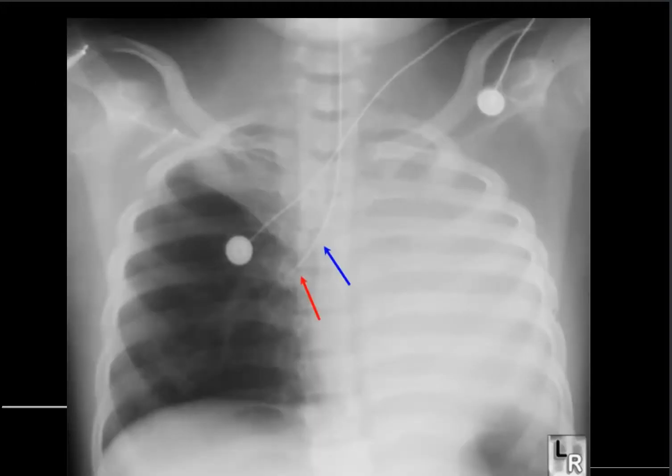Here's another more striking example of the wrong bronchus intubation, where the endotracheal tube has gone into the right main bronchus and occluded the left main bronchus, and the left lung has, as a result, collapsed. So you've got an aerated right lung but a collapsed left lung because the endotracheal tube has occluded the left main bronchus.